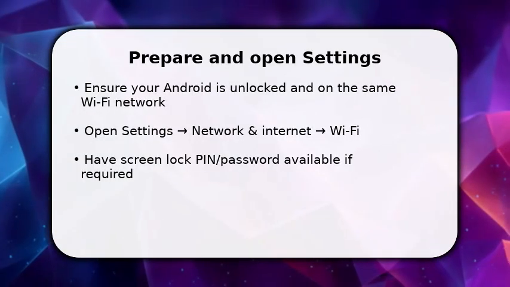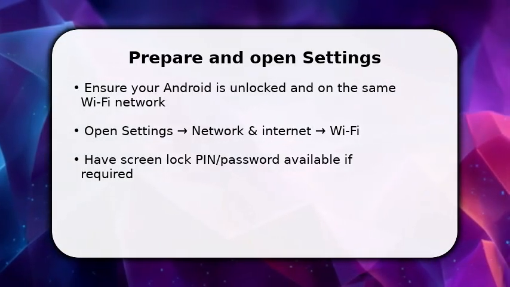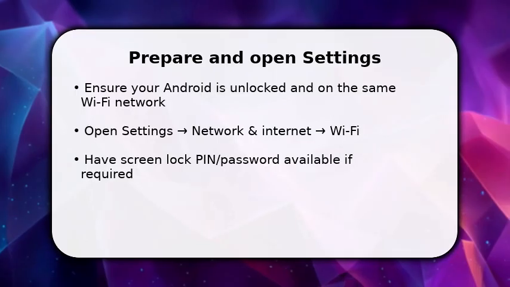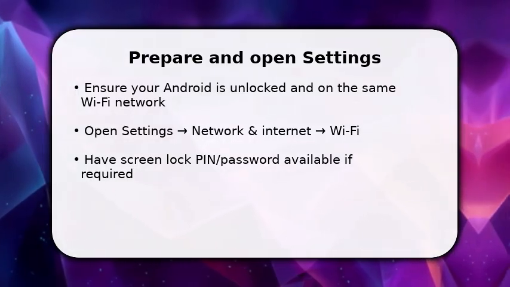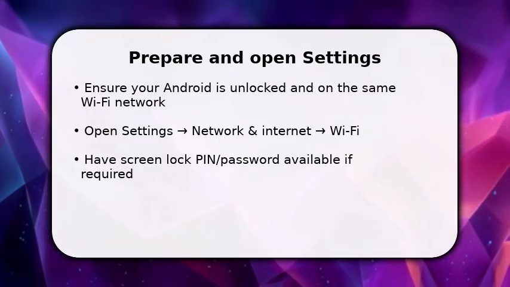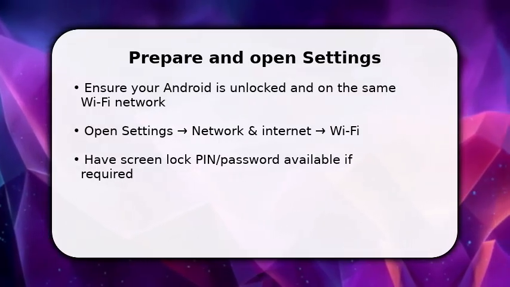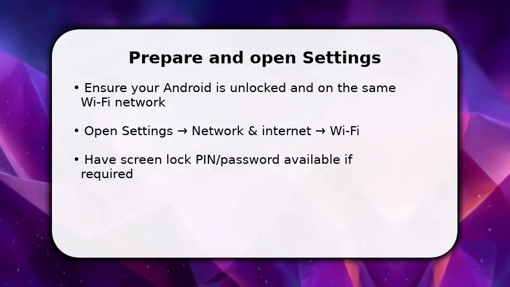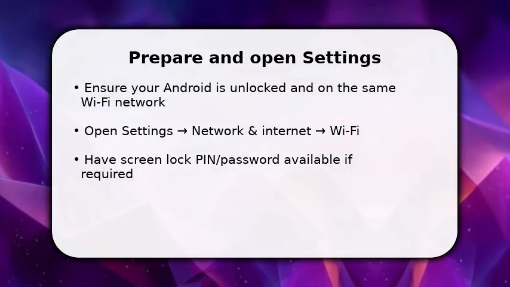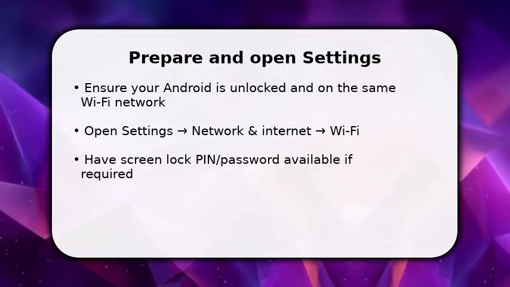You start by confirming you're already connected to the Wi-Fi network whose password you need. Once done, open Settings, then Network and Internet and tap Wi-Fi. Make sure you can unlock the device with its PIN or biometric, because some steps require authentication. If you don't see advanced options, tap the network name or gear icon to reveal details.